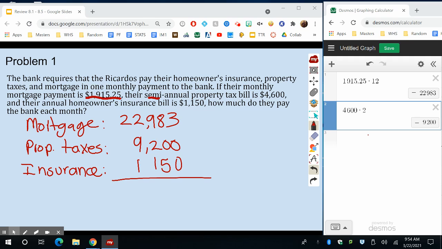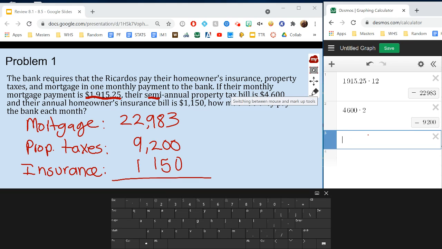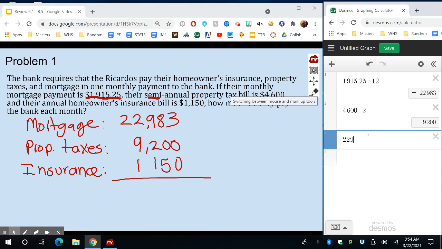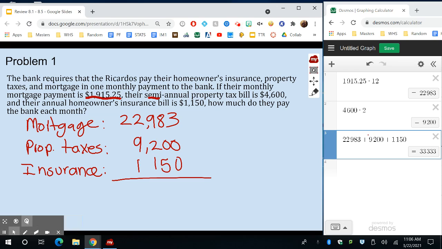Okay, so now at this point, I can add all of that. 22,983 plus 9,200 plus 1,150. Okay, so once I add them, I get 33,333. Huh. Did not even intend for that to happen purposefully, but here we are.